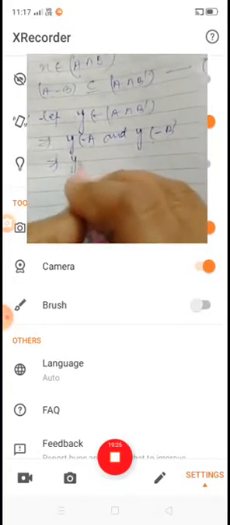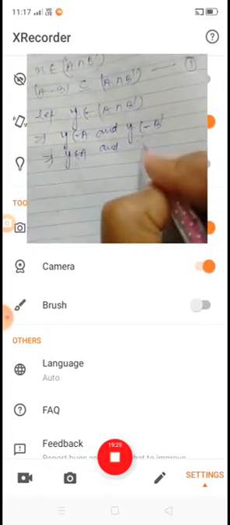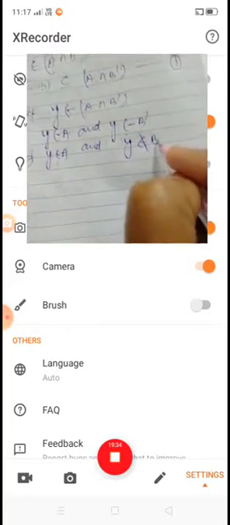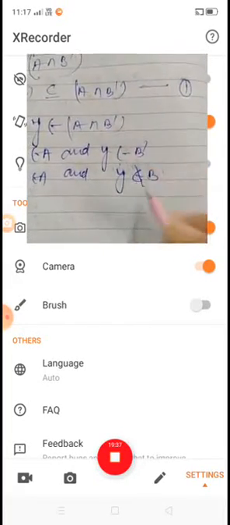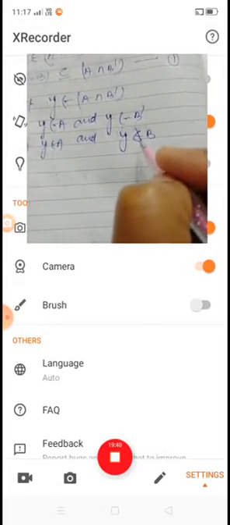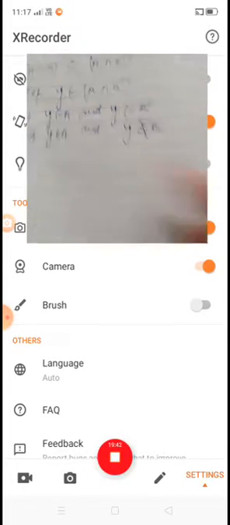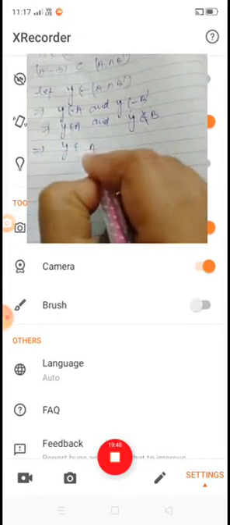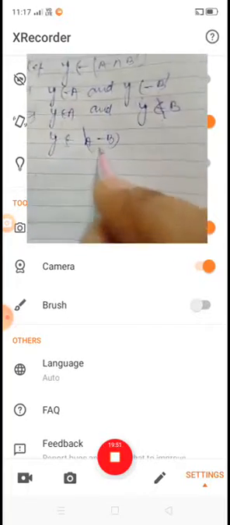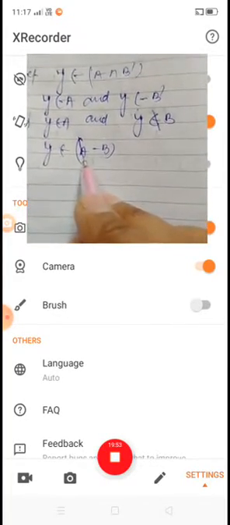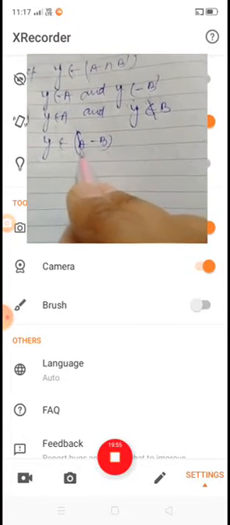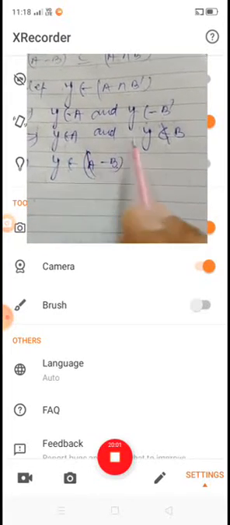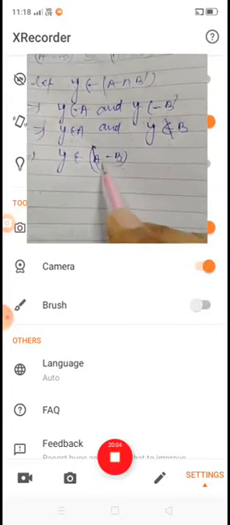This implies that y belongs to A and y does not belong in B. Here we use the concept of complement. Now this implies that y belongs to A minus B. A minus B is the set of all elements of A which do not belong in B. So here we observe that y belongs to A and y does not belong in B, so y belongs to A minus B.